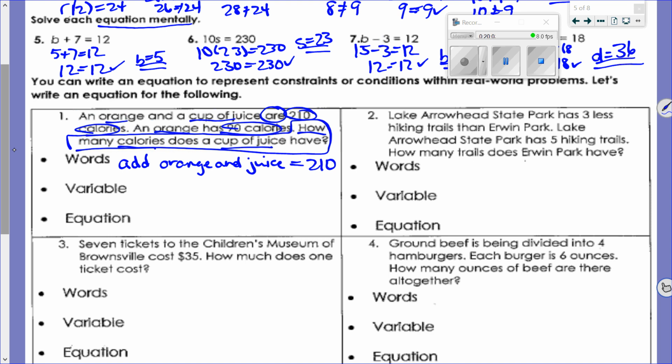So what is our variable? What is it we don't know? How many calories does a cup of juice have? Good. So my x equals number of calories in a cup of juice.